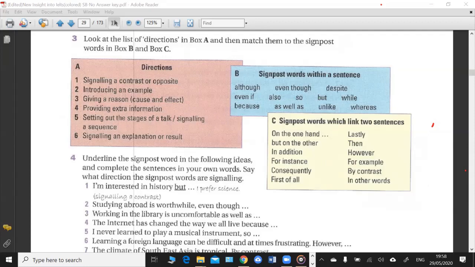So these are the words which tell us what the examiner wants from us. These are signaling a contrast or opposing ideas, introducing an example, giving a reason, providing extra information, setting out the stages of the talk, signaling an explanation or result. Okay, so does it make sense?